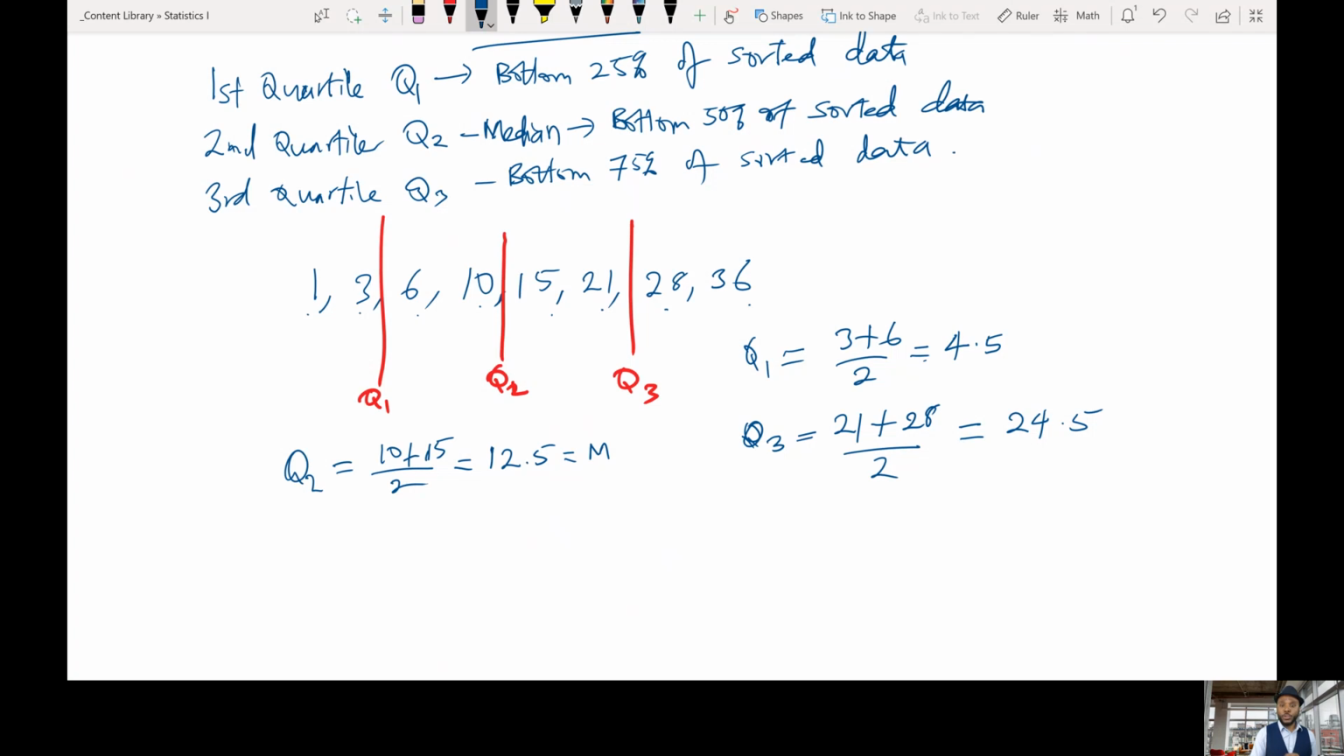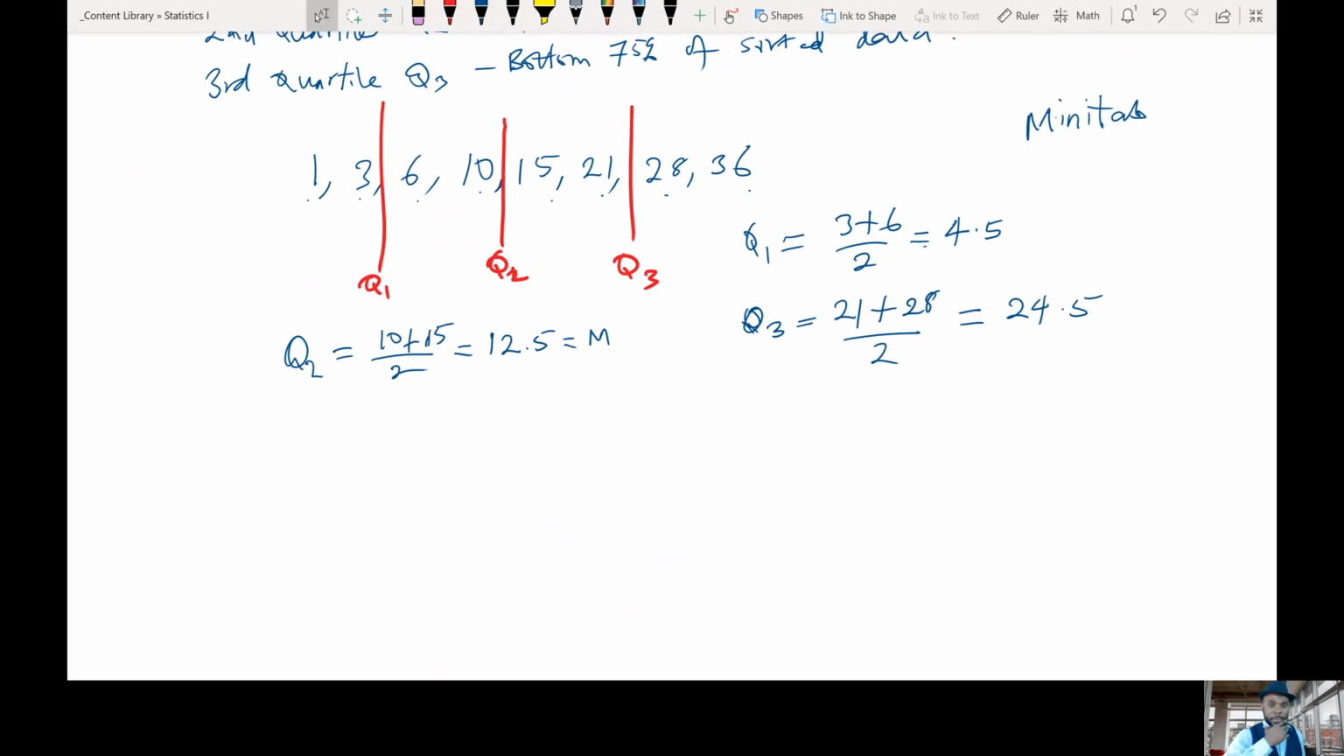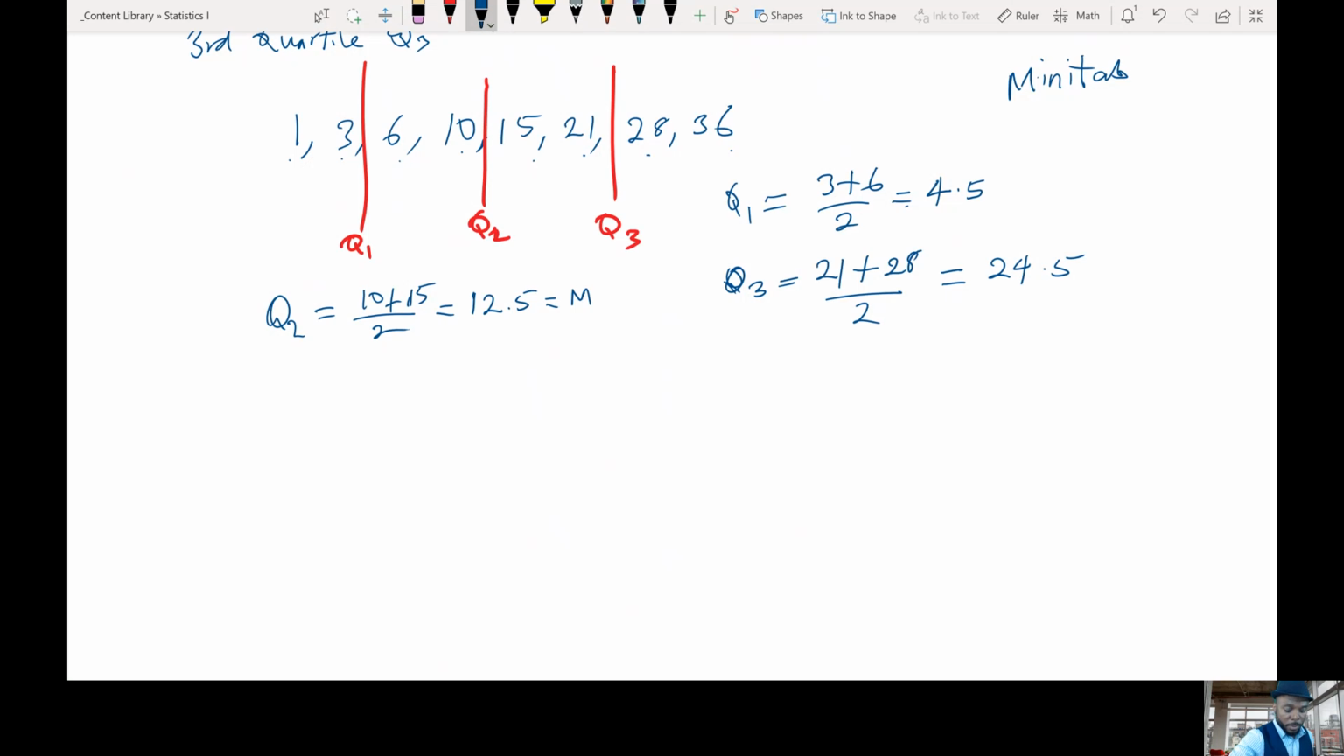And I will show you how to do this in Minitab as well in a different video. How to find the quartiles in Minitab. All right, let's look at a different example. So let's say we have another example. We have 1, 3, 6, 10, 15, 21, 28, 36, and now we're having an odd set of numbers.